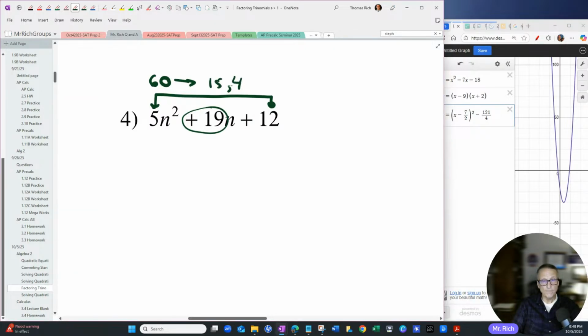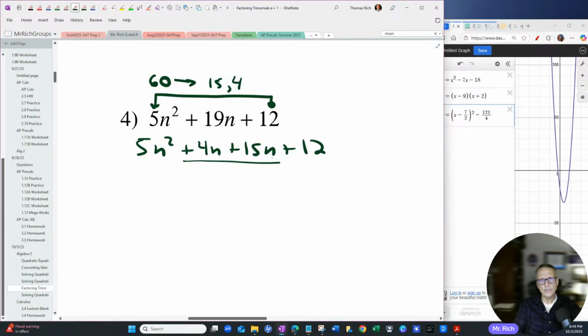The product of 15 and 4 is 60. So now that I've identified those two numbers, what I'm going to do is replace that middle term, 19n, with those two terms, using the smallest one first: plus 4n, plus 15n, and then plus 12. So I haven't really changed the function at all. I've just simply replaced the 19n with two terms that do combine to be the 19n.